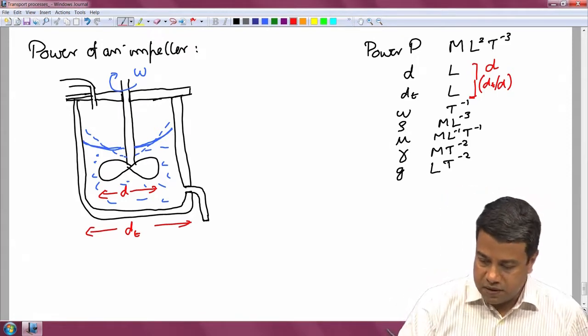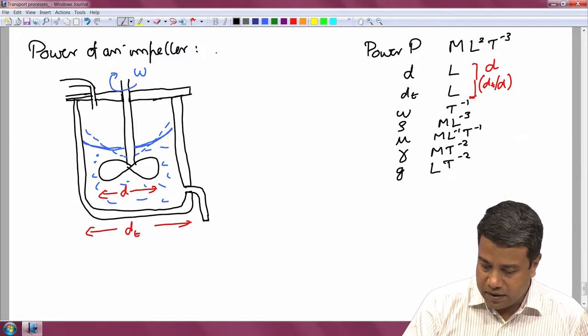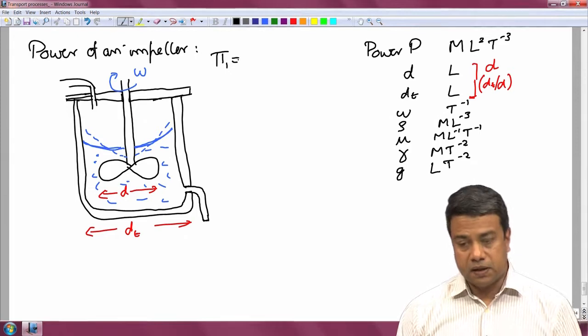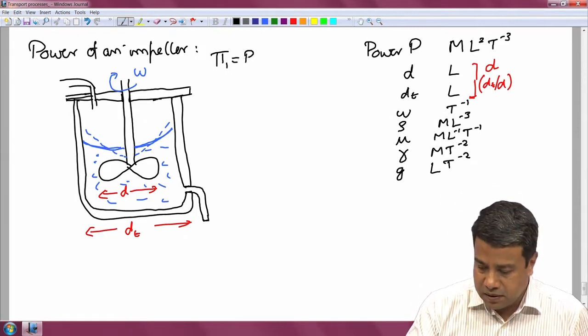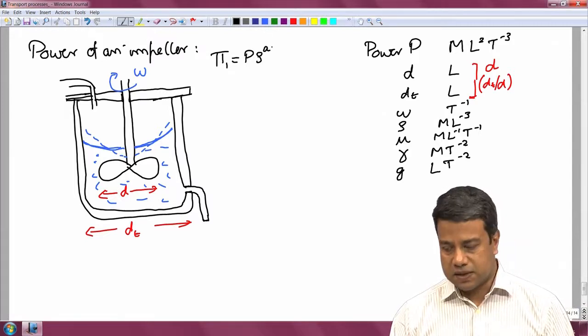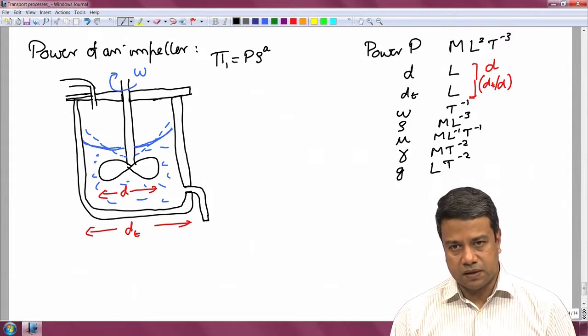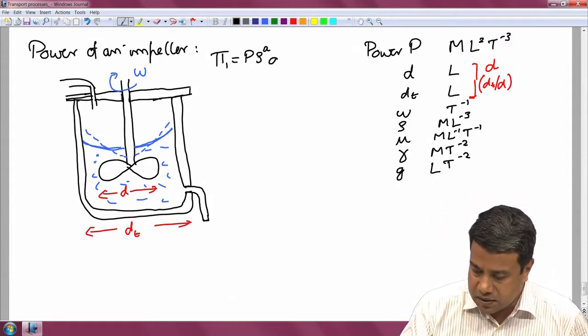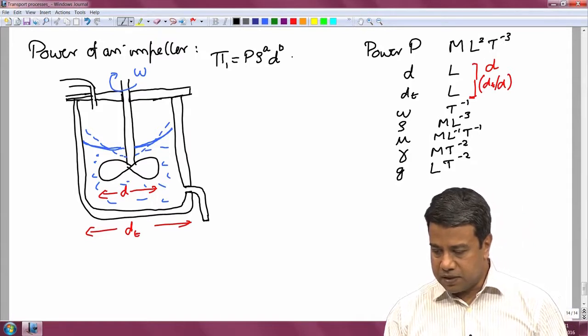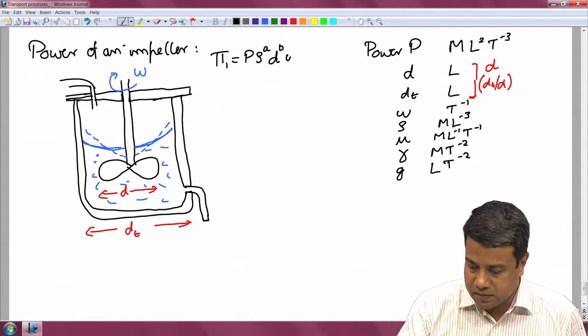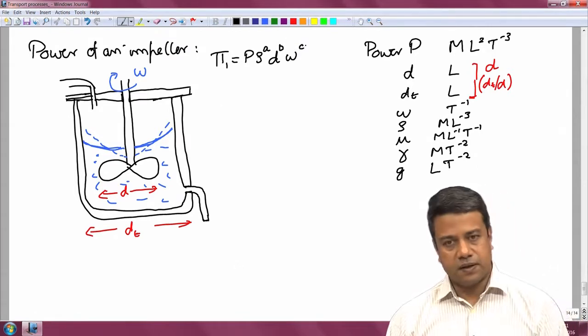So, therefore, I have to define my dependent dimensionless group as power, density power A, that is the mass dimension, and then I need a length dimension and a time dimension. For the length dimension, I can just use the diameter of the impeller, and for a time dimension, as you can see, the angular velocity has dimensions of T inverse. So, I can use omega power c.